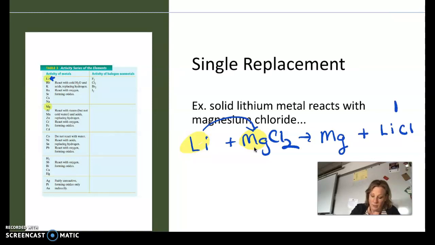So notice the formula here. Lithium is plus, chloride's minus. Some of you I know might be tempted to put a 2 because you know that chlorine is diatomic, but it's only diatomic when it's by itself, not in a compound. But I would balance this one with a 2 and a 2.